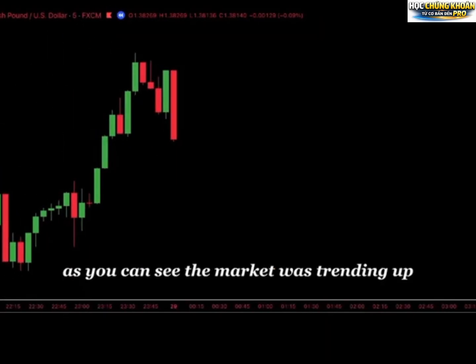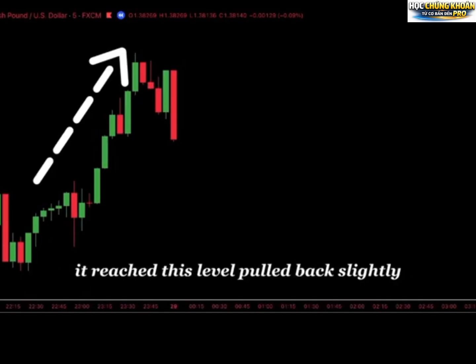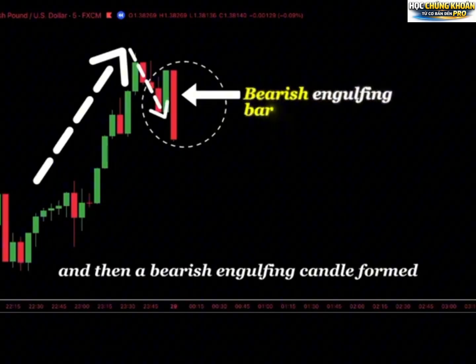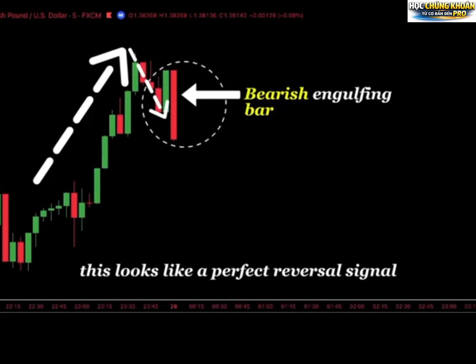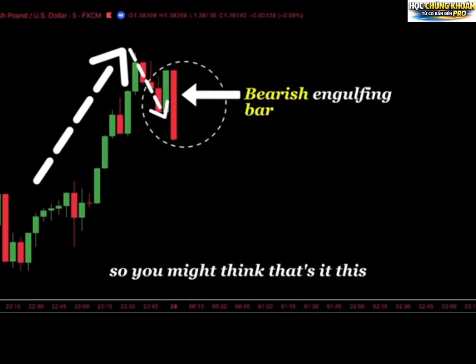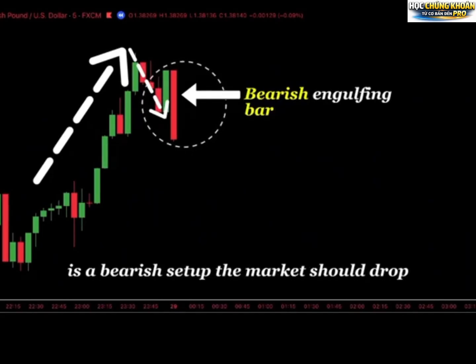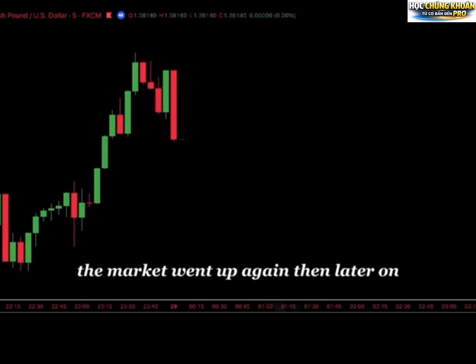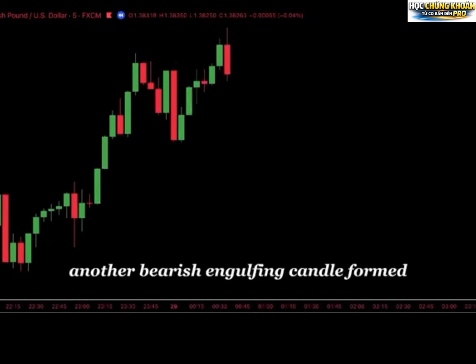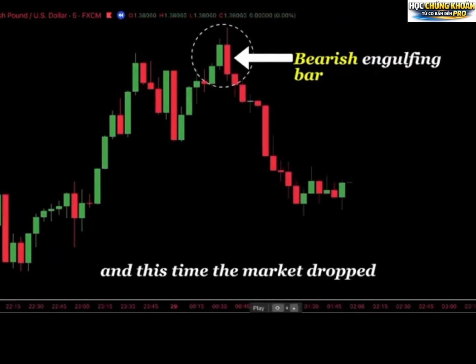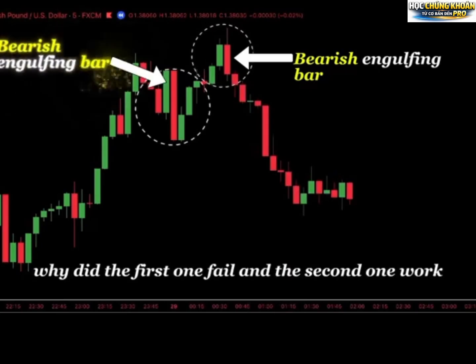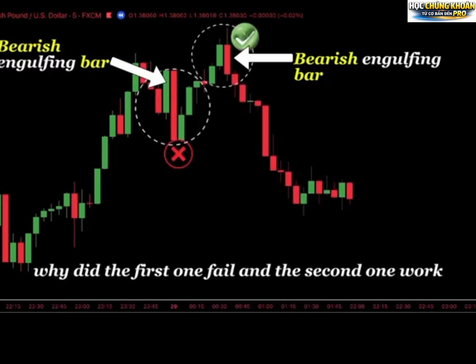Now look at this chart. As you can see, the market was trending up. It reached this level, pulled back slightly, and then a bearish engulfing candle formed. At first glance, this looks like a perfect reversal signal, so you might think, that's it. This is a bearish setup, the market should drop. But look at what actually happened. The market went up again. Then, later on, another bearish engulfing candle formed, and this time, the market dropped. So now the question is, why did the first one fail, and the second one work?